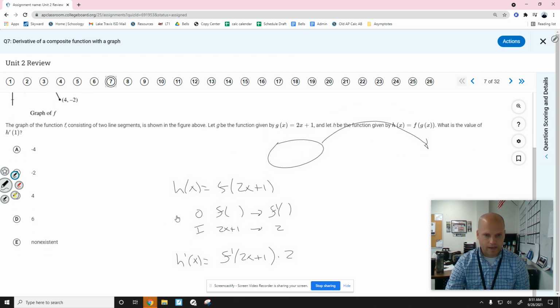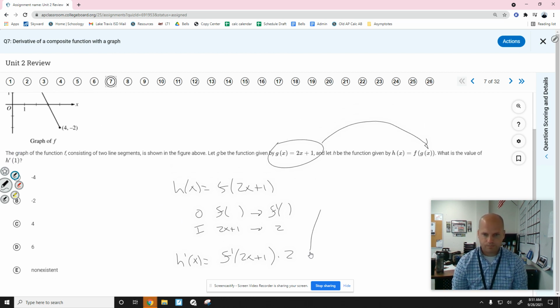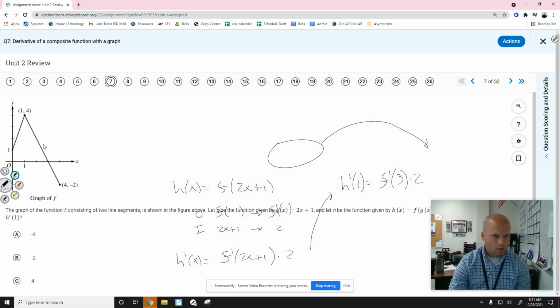And then it's like, all right, I've got to find h prime of 1. Okay, how do I find h prime of 1? h prime of 1 equals f prime of 2 times 1 plus 1, which is 3, times 2. So I've got to find f prime of 3. Well, here's f, and at 3, f prime would be the slope of f at 3. I need to find this slope.